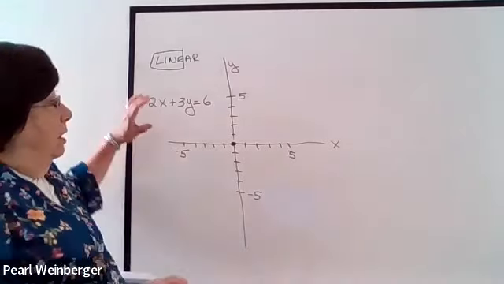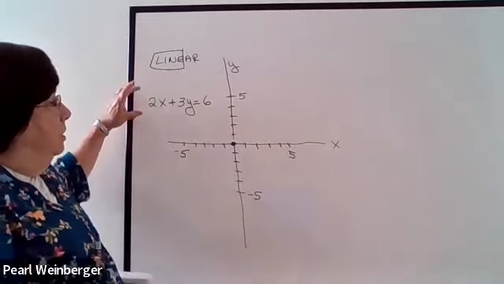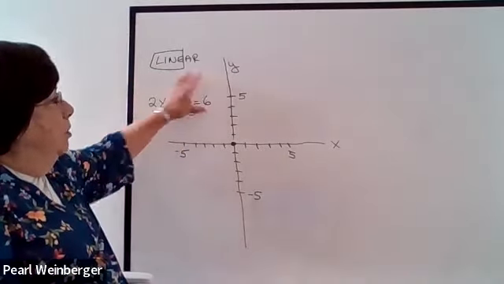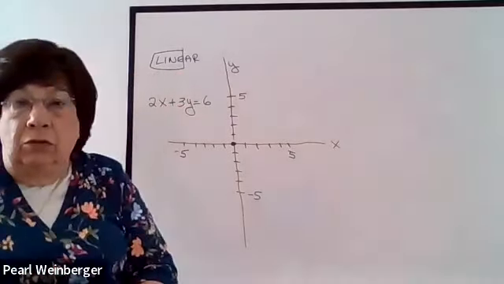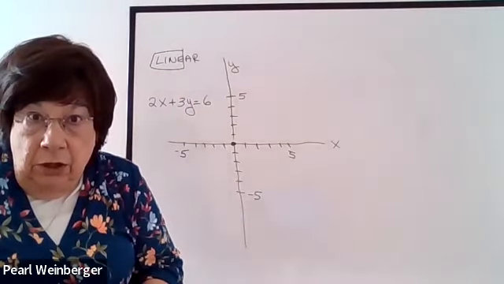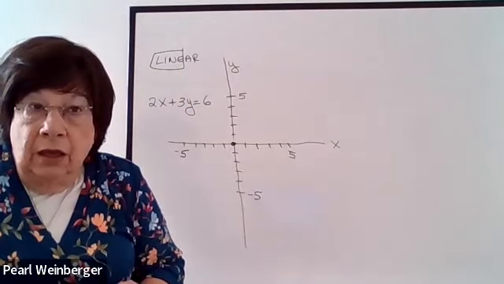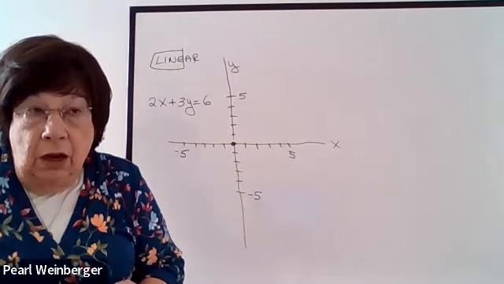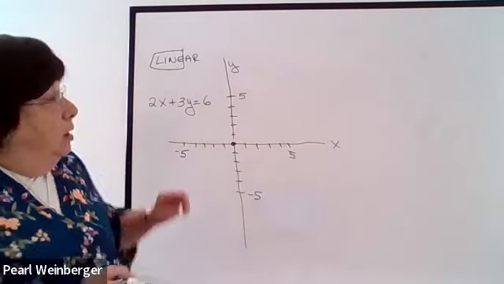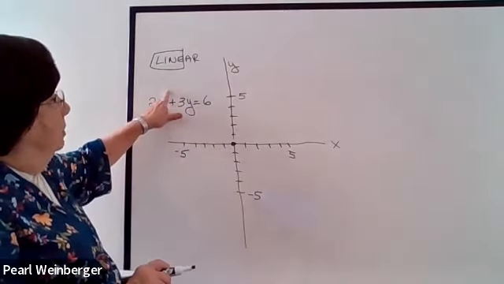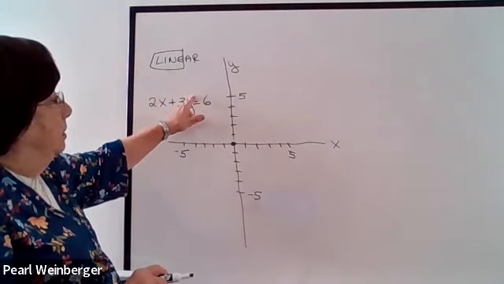Notice I'm using the term linear equation, and I used it before even though I haven't graphed it yet. How do I know that an equation is a linear equation? Because I look at the exponents that are on the x and the y, on the variables. Remember, I don't see any exponent here. This is just a plain x, this is just a plain y.